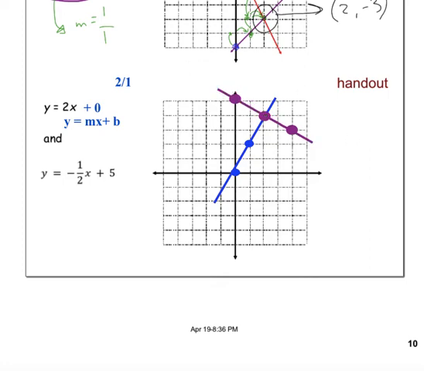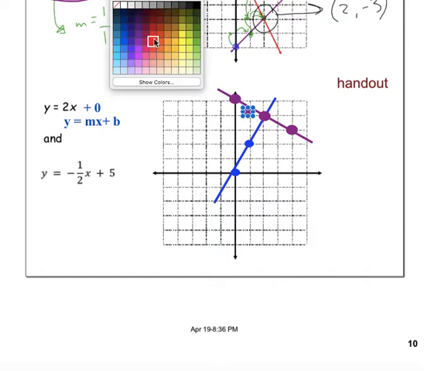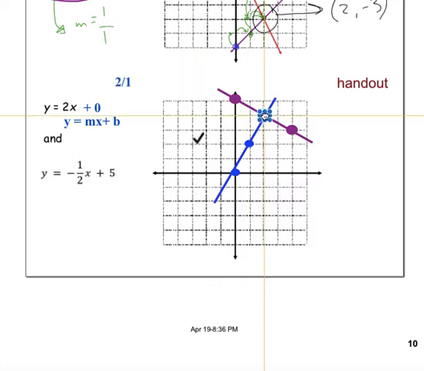Our point of intersection, where things cross, is right here. What point would this be? Well, we're going to count. It goes over 1, 2, and up 1, 2, 3, 4. So it is over 2, up 4, and that is our point of intersection.